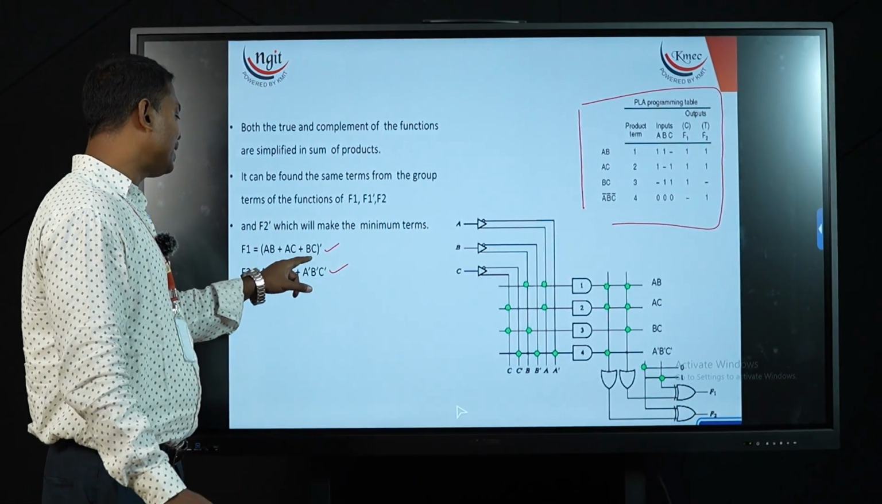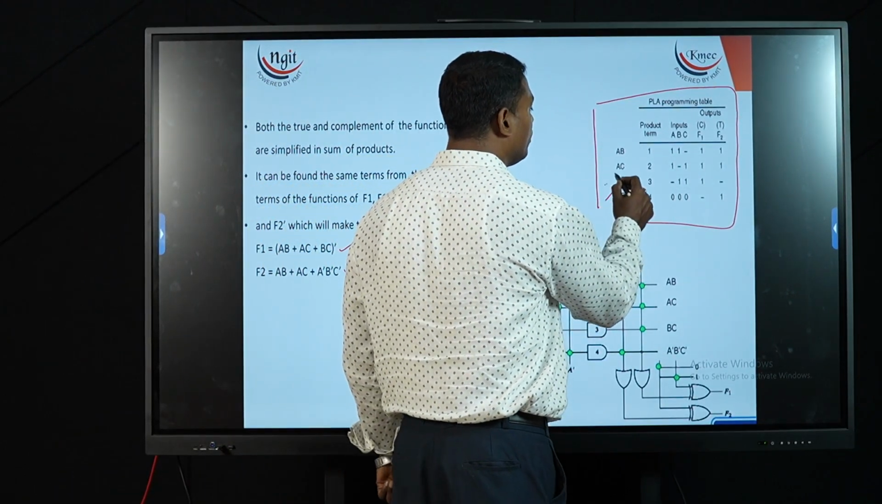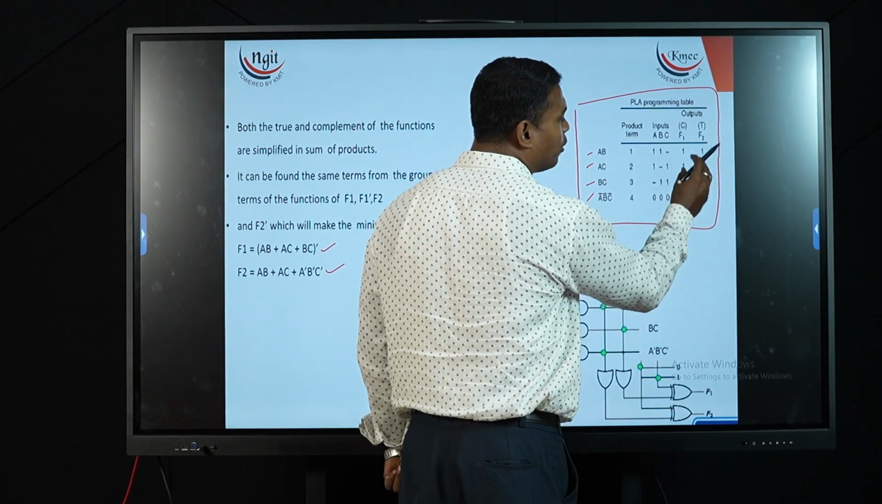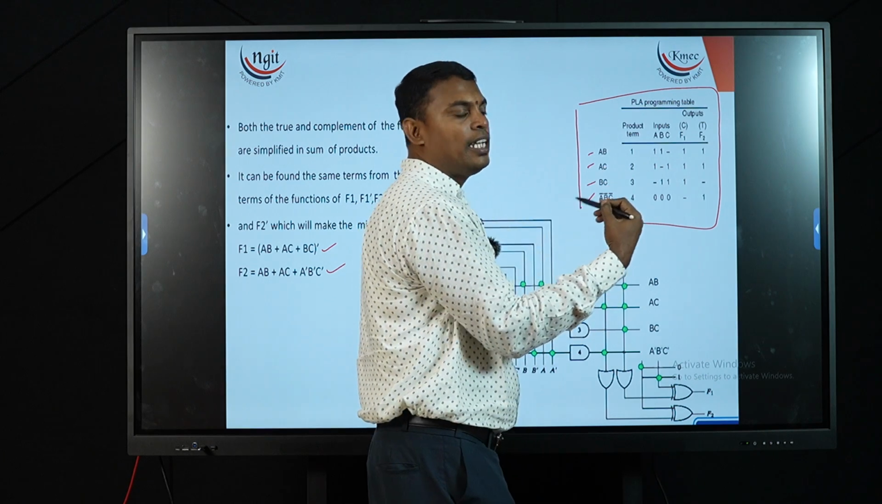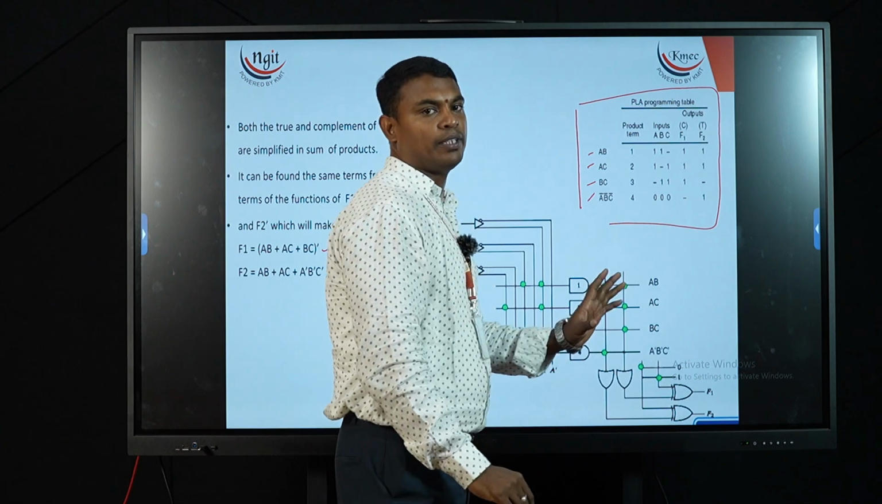And the two different terms are BC and A dash, B dash, C dash. Those two are also represented here. So I got only 4 terms. Now these are represented based upon inputs and output functions. So for inputs, if AB product term is present over here, I need to represent only A value and B value, and C will be kept as a hyphen.